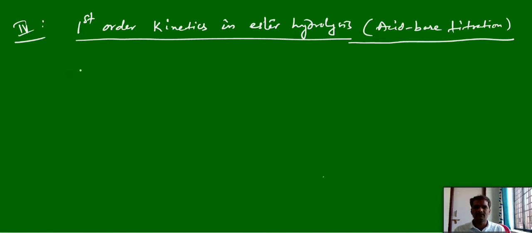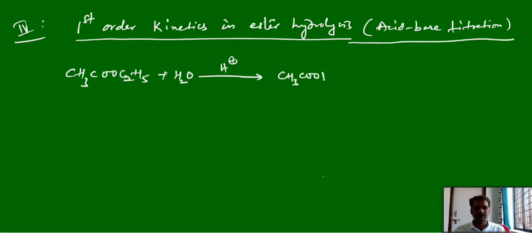What is ester hydrolysis? Let me take ethyl acetate. Mostly we will do the ester hydrolysis in presence of acidic media, acid medium. Then we will get acetic acid. Apart from that, it will produce ethyl alcohol. Now we have to monitor this ester hydrolysis reaction with respect to the production of acetic acid. Here acetic acid is produced in this particular reaction. The amount of acetic acid produced can give the information.